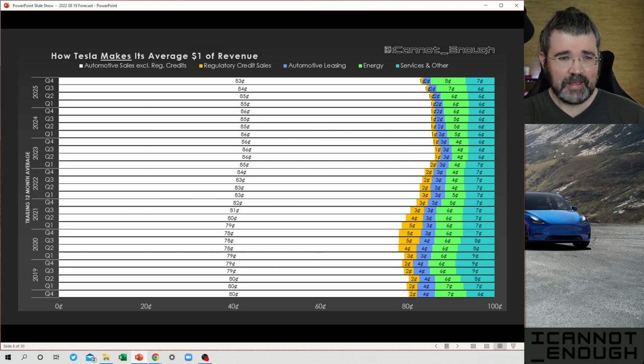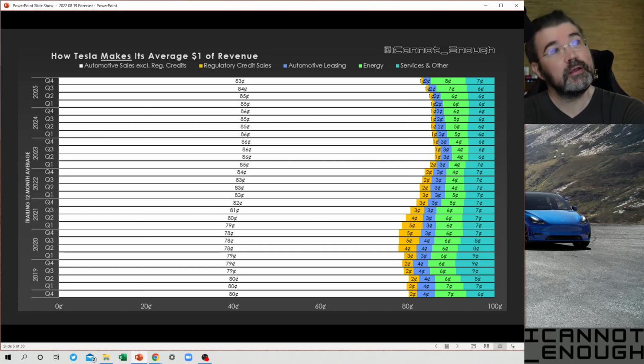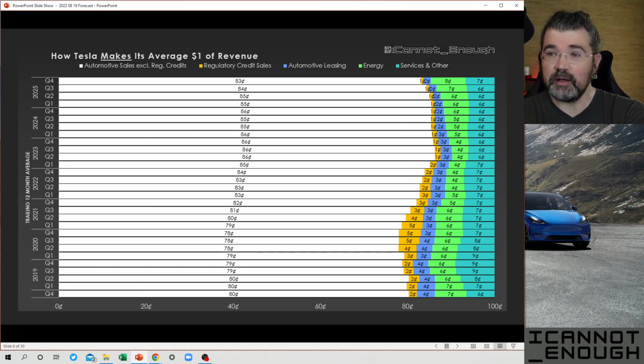they're right. The next slide in my forecast review thread was this chart showing how Tesla makes its average dollar of revenue. Now, later in this thread, we'll see a chart that I've been producing for a long time showing how much Tesla's revenue has grown over time. And you can't see that on this chart because this is a 100% indexed chart. For each quarter, we're looking at the trailing 12-month average, easy for me to say, of the composition of revenue over that period of time.